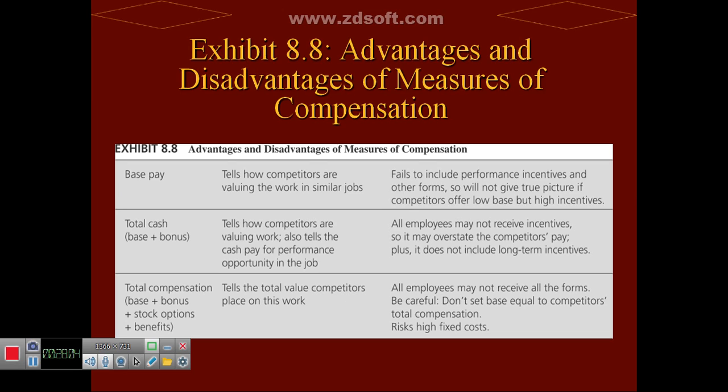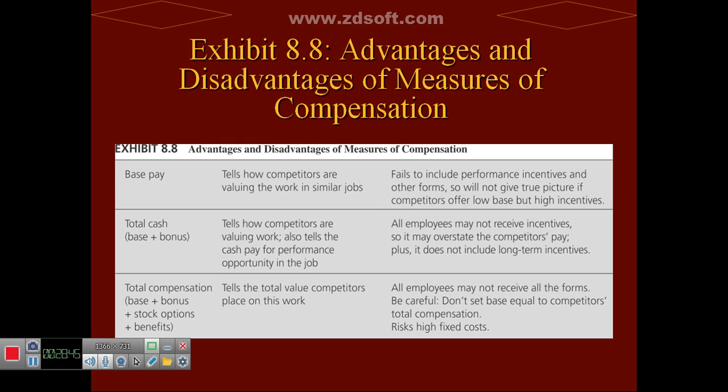If the information is gathered about the total compensation from the competitors, the advantage is it tells the total value competitors place on this work. In my example, I am giving you the example of a pharmaceutical company sales representative job. The disadvantage of gathering information about the total compensation paid by competitors for a sales representative job is that all employees may not receive all the forms. So the author wants companies not to set base equal to competitors' total compensation.